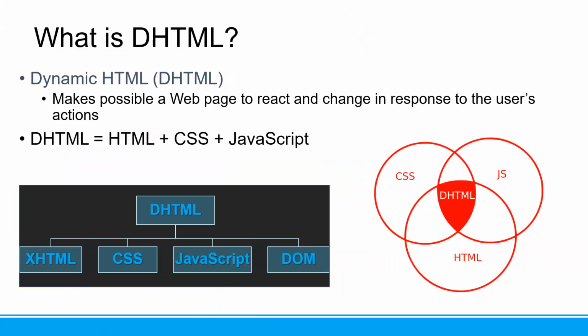So the dynamic HTML. What is dynamic HTML? Dynamic HTML makes it possible for a web page to react and change in response to the user's action. So it is only what we call the front end. If you understand front end, it means what the user sees is something that the user can do something with in the web browser. And people say that this kind of front end is dealing with the HTML plus the CSS plus the JavaScript.